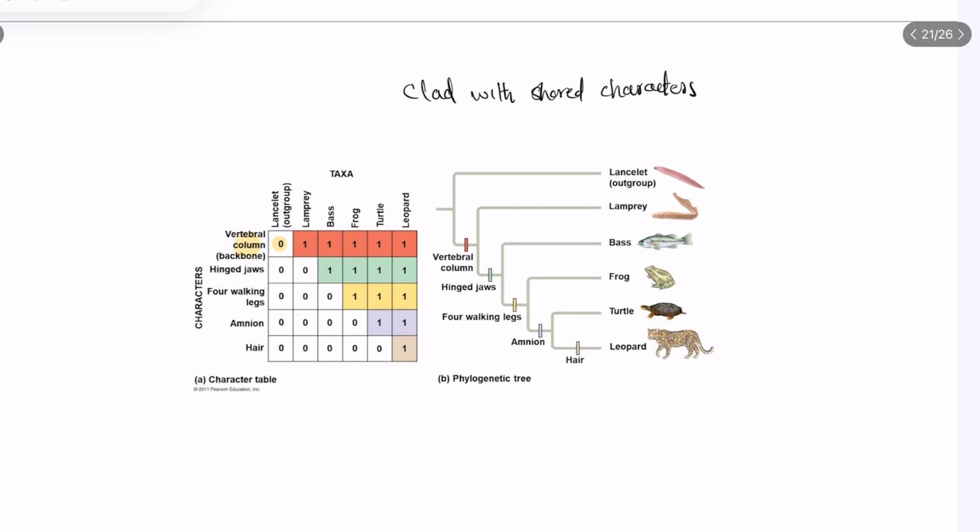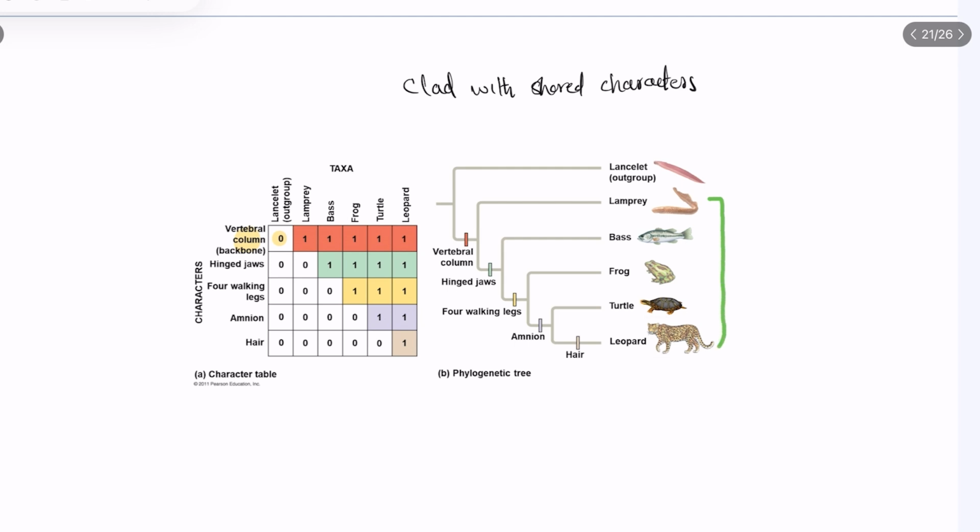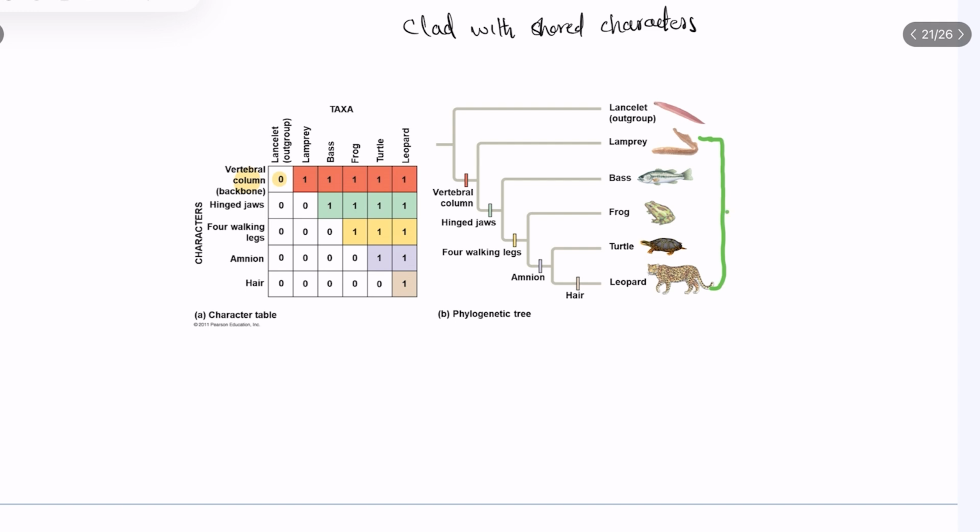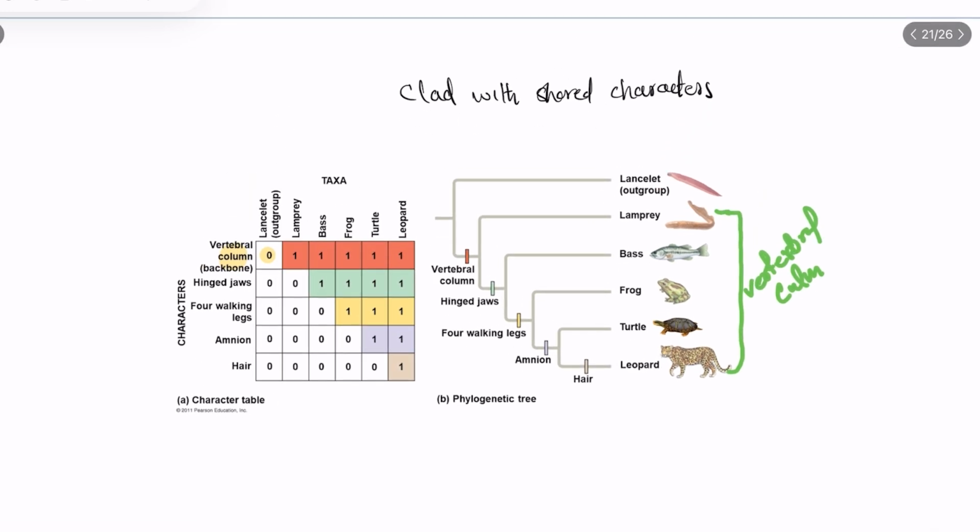So you can see that all of these have the vertebral column. So this is a clade, based on the vertebral column, a derived character in this clade. Now, if we go to the jaws, the lamprey also doesn't have jaws. So these four share the character of jaws, and they will make a separate clade on the basis of this derived character, jaws.